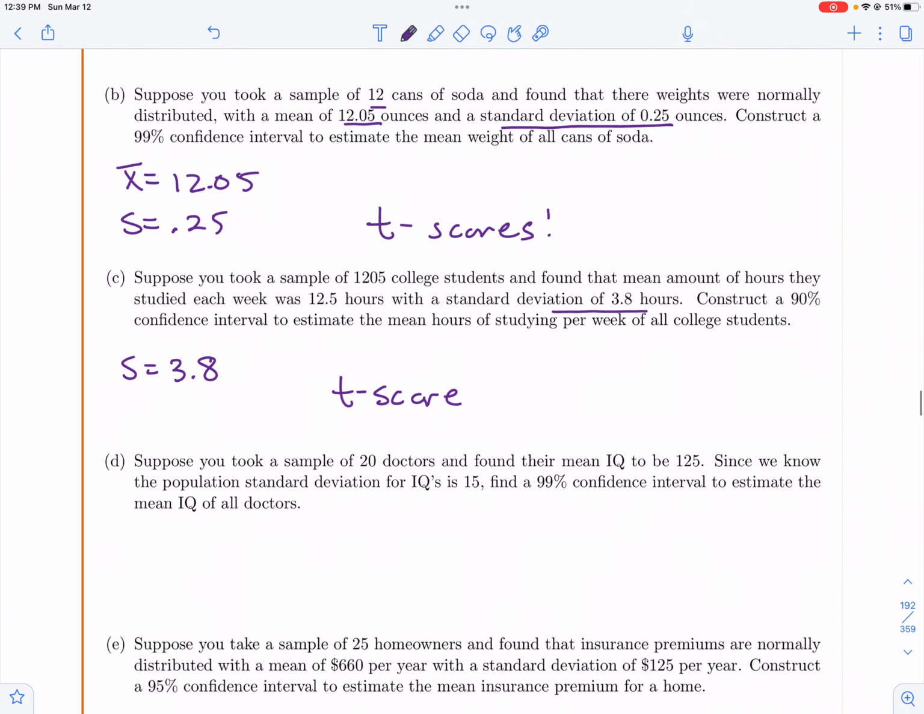For D, suppose you took a sample of 20 doctors, found their mean IQ to be 125. Since we know the population standard deviation for IQs is 15, find the confidence interval. Notice with this one, the population standard deviation is actually being given. So far, this is the only one that we can use from 7.1. We're using our z-score approach.